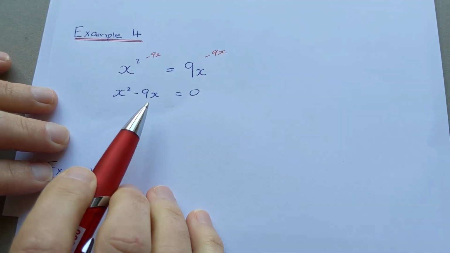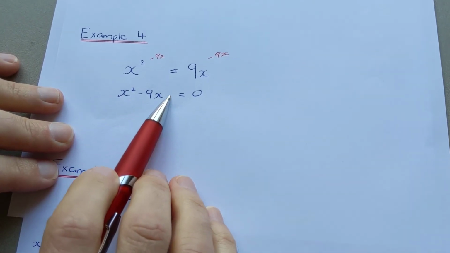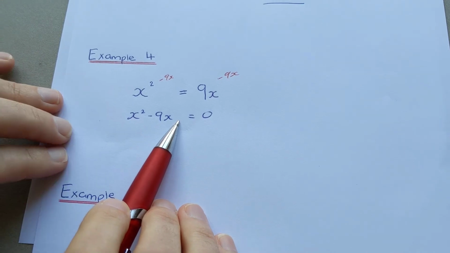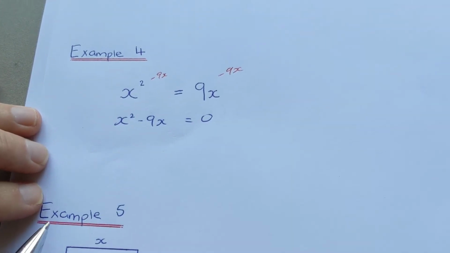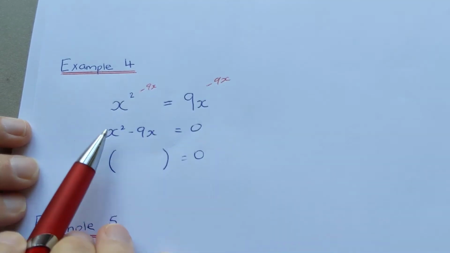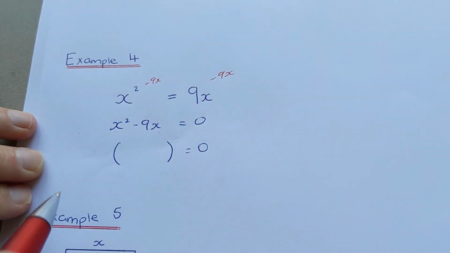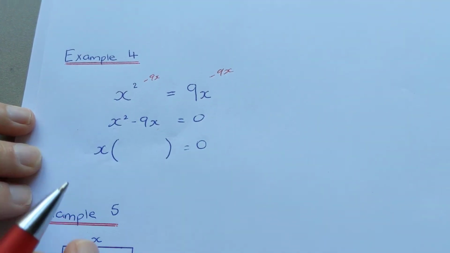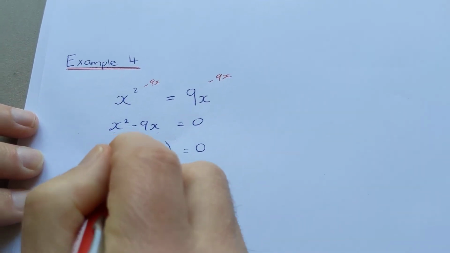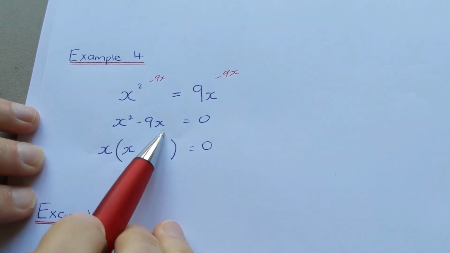Now I have to factorise the left hand side. Now this is interesting because I have an x squared but I don't have a number by itself. So this is going to be a single bracket factorisation. That's the one where you take the common things outside of one bracket. So what's common to both of these terms? Only the x. So outside the bracket goes the x. X times what gives me x squared? X times x gives me x squared. X times what gives me negative 9x?